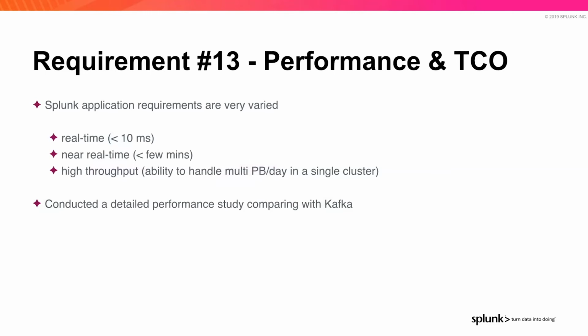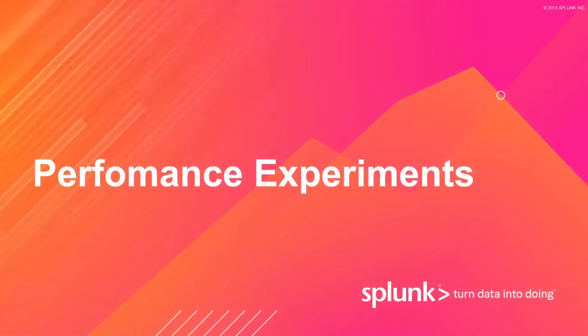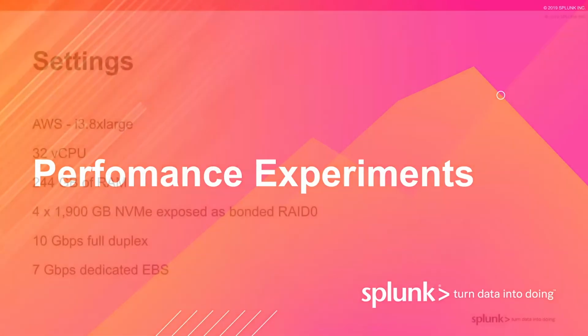Then requirement 13, performance and total cost of ownership. Splunk applications vary widely in their real-time requirements. Sometimes real time is a necessity, which is less than 10 milliseconds, and there is near real time, which is less than a few minutes, and sometimes the application requires high throughput, in terms of the ability to handle multiple petabytes a day in a single cluster. And we did a detailed performance study comparing with Kafka. Some of the performance experiments and the results are as follows.